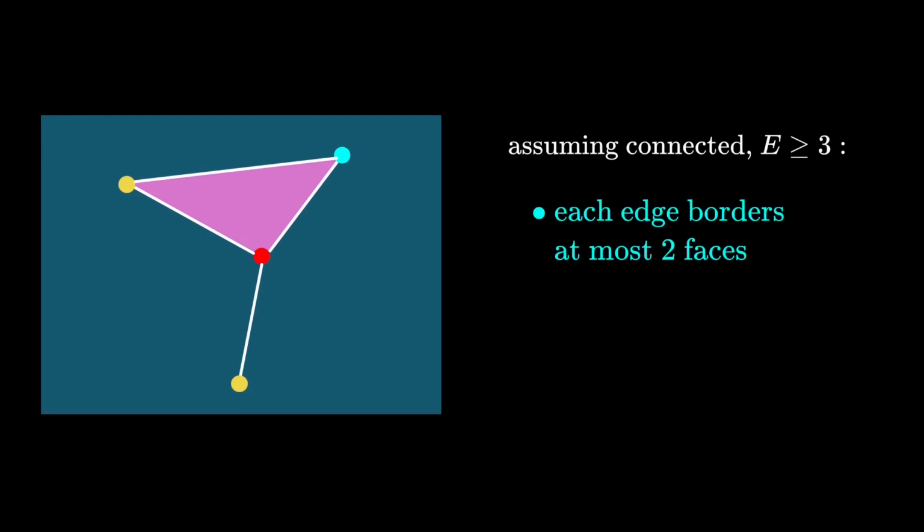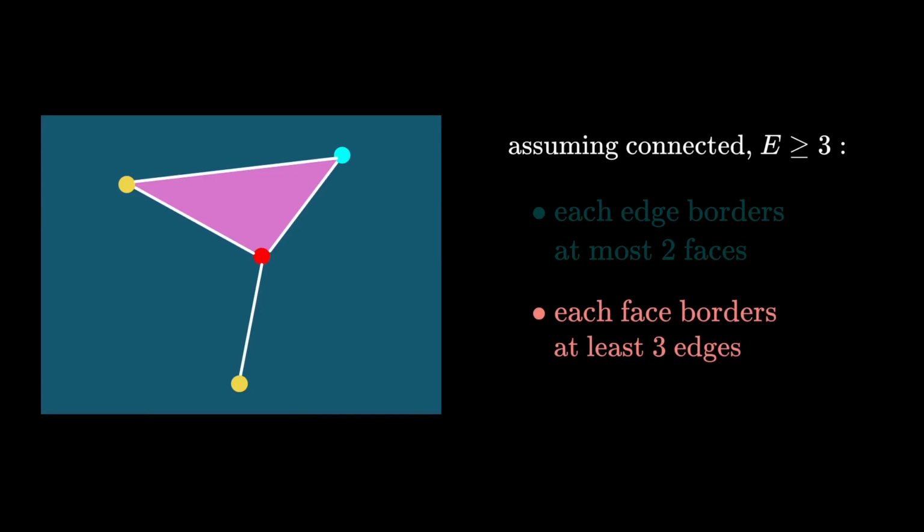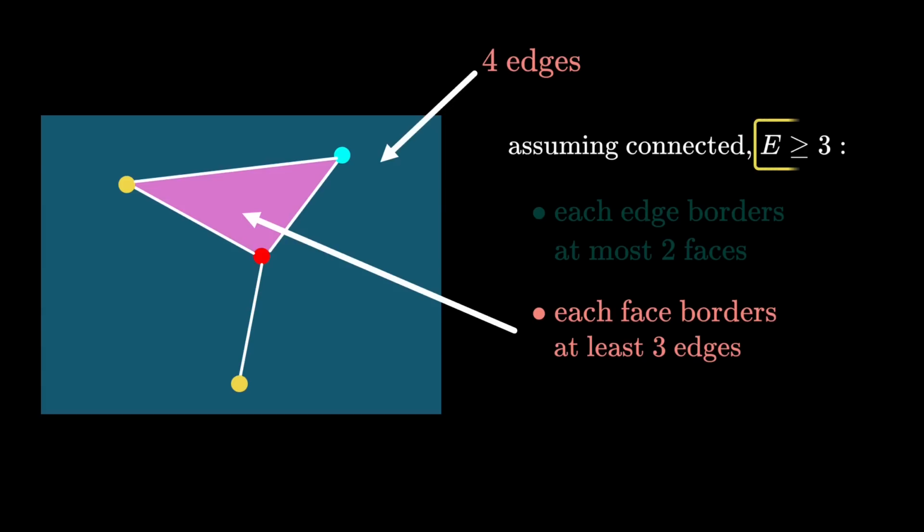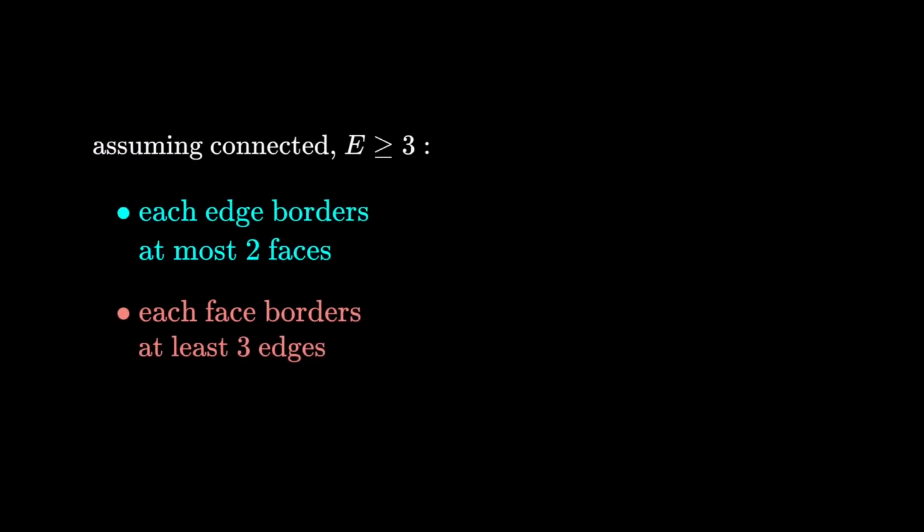It can be fewer than 2, like this edge, where both sides are the same region, but it can't be more than 2. The second thing we can say is that each face borders at least 3 edges. This pink region borders 3 edges, and the blue region even borders 4, but it can't border fewer than 3 as long as we insist that there are at least 3 edges in total. What could these little facts tell us?